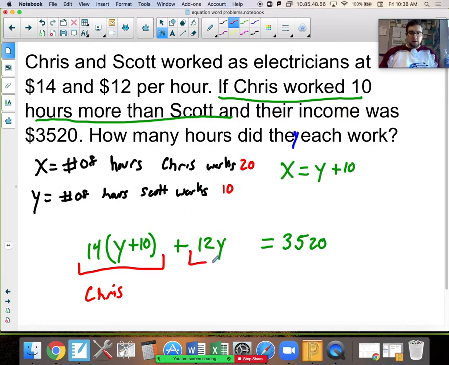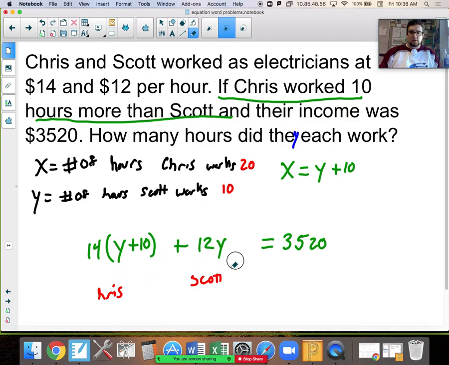This statement right here is all about Scott. He makes $12 for the number of hours he works. This one is the money. So that's how I built this statement. That way I only had one letter in the entire thing.